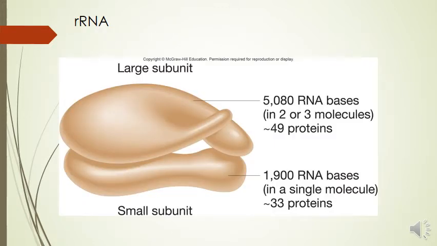Looking here at the structure of the ribosomal RNA, it's the ribosome from a eukaryotic cell, and it has 2 subunits together. They consist of about 79 proteins and 4 rRNA molecules.